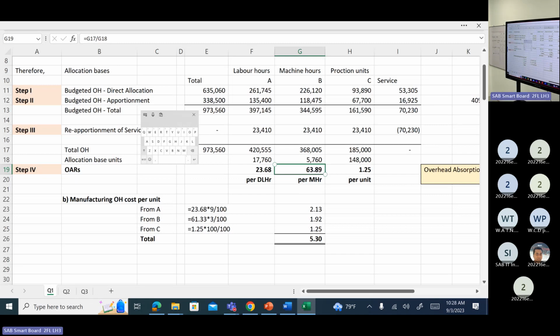Calculate the manufacturing overhead cost per unit of finished product in a batch of 100 units, which takes 9 direct labor hours of department A and 3 machine hours in department B to produce. Right.